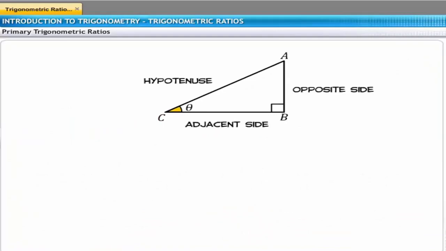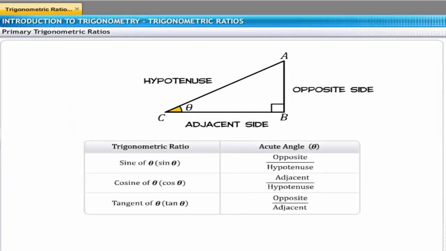Let's recap the three trigonometric ratios that we just discussed. The table shows the trigonometric ratios for an acute angle of a right triangle. The measure of the acute angle is taken as theta. Now, here's an easy way to remember these trigonometric ratios. Look at the bold letters. They form a mnemonic. So, ka, to. It is pronounced so, ka, to, a.